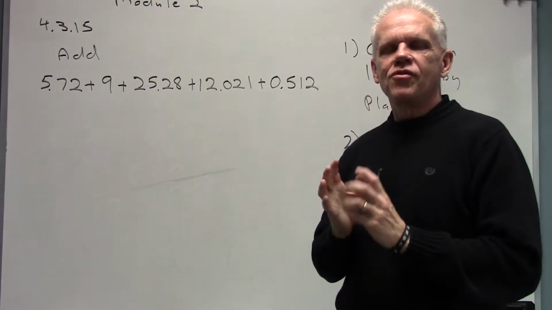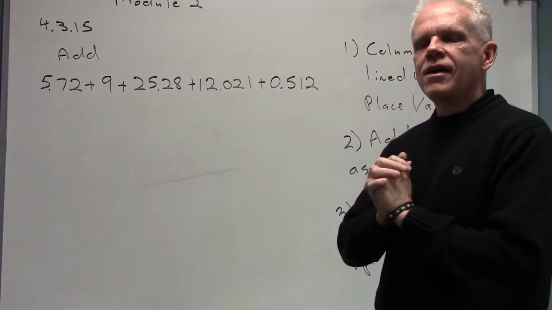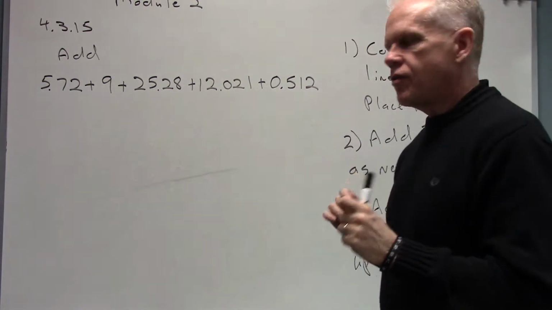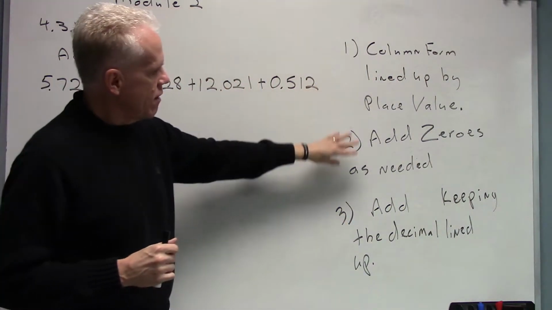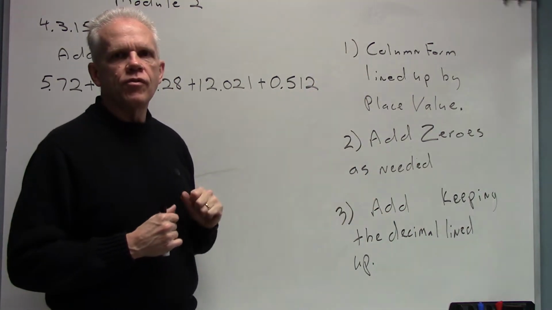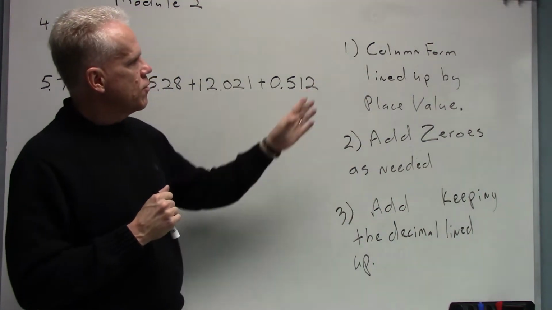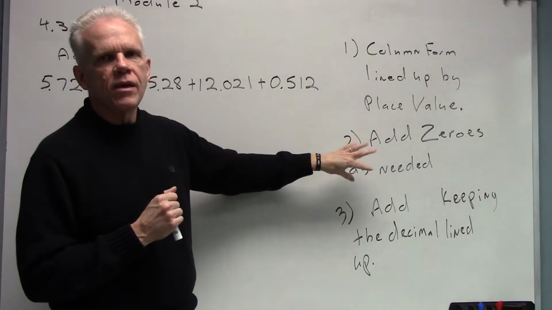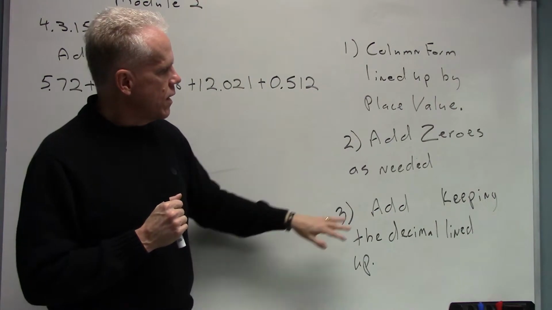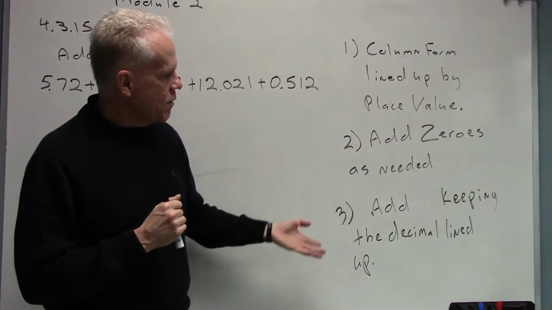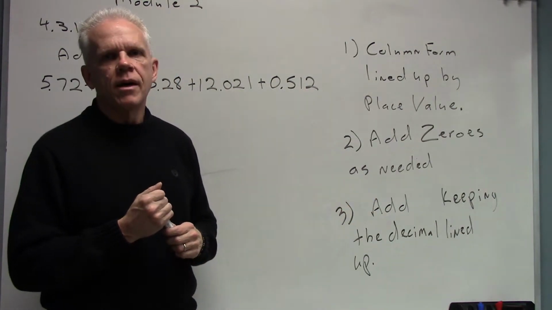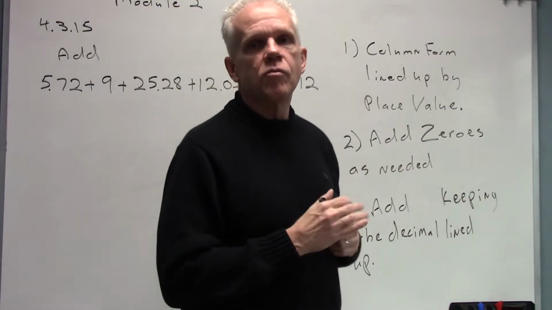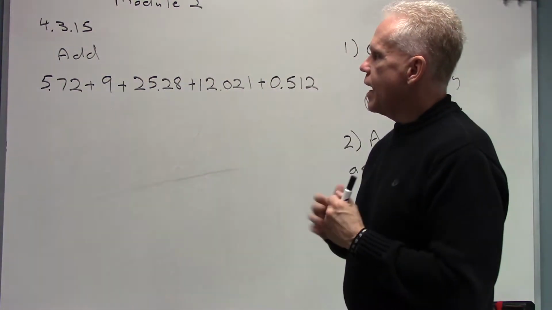We are still in Module 2 and we are talking a little bit right now about adding decimal numbers. Notice over here on this side we have again our instructions, very similar to the subtraction of decimal numbers. We want column form lined up by place value. We want to add zeros to fill in spaces, placeholders if we need them. When we add, we want to make sure we keep our decimal lined up. And so that process is very similar to the subtraction process. Let's take a look at what we've got here.